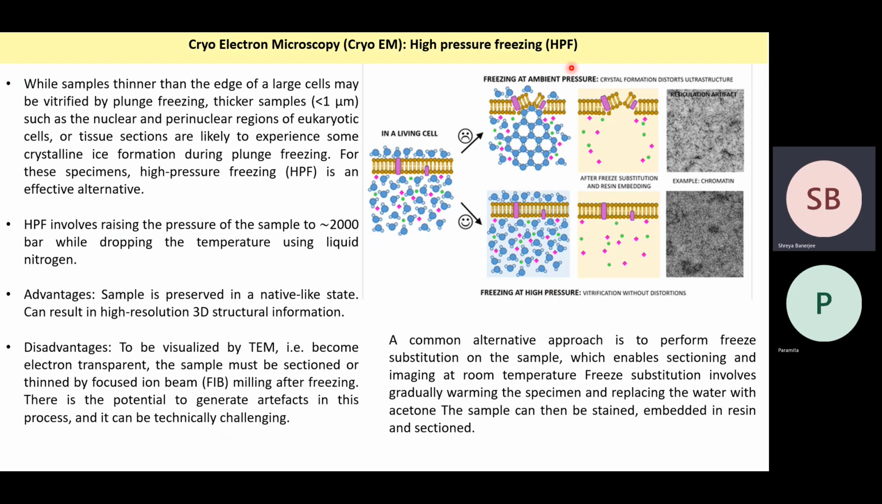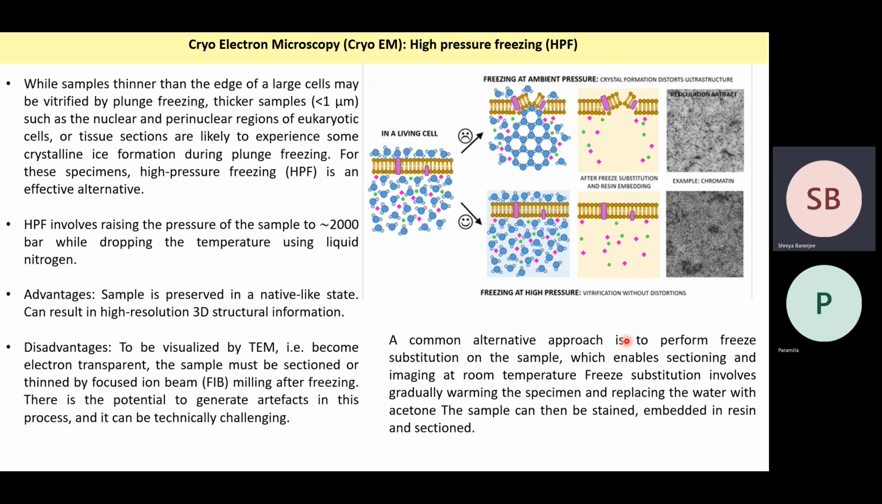So basically, for thick samples, you can freeze them using high pressure freezing, but in order to observe by the transmission electron microscope, the sample cannot be thick. It must be thin enough that the electron passes through it. So a focused ion beam is used to slice the sample into thin slices after this freezing, and this slicing can cause a lot of complications. So that is the disadvantage of this technique.